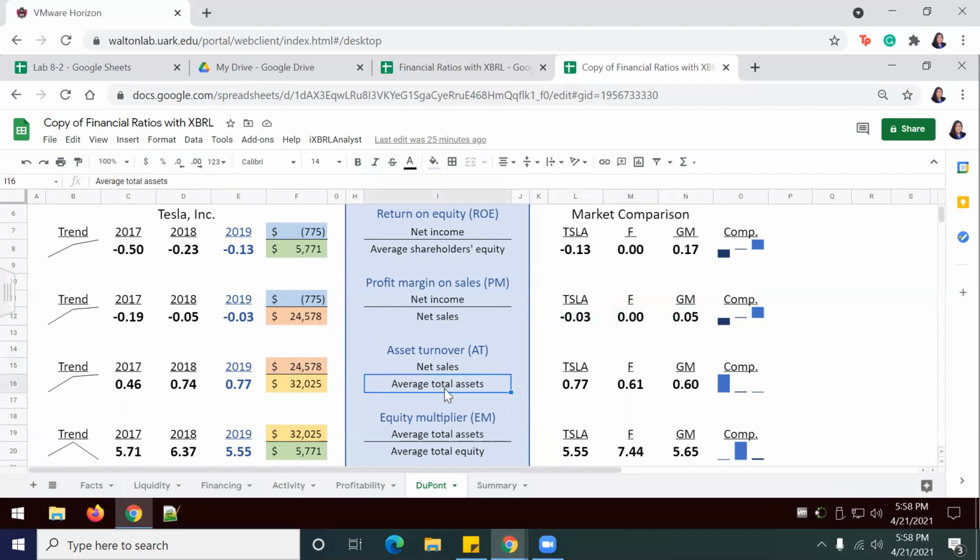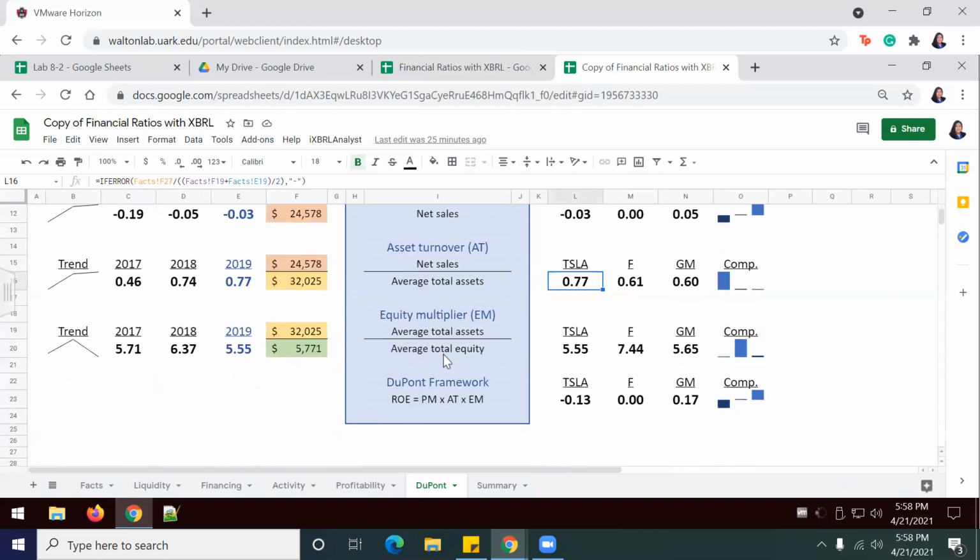And then we have net sales over average total assets. And here we see that Tesla is definitely improving their numbers. Definitely had a strong growth here from 2017 to 2018. Their curve kind of flattened from 2018 to 2019. So they're definitely doing better here compared to any of the other ratios, and they're the leading one compared to Ford and General Motors.